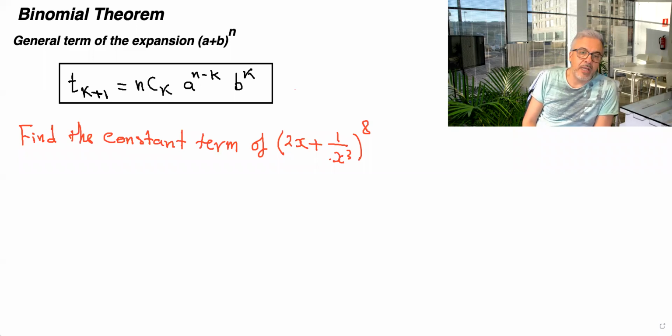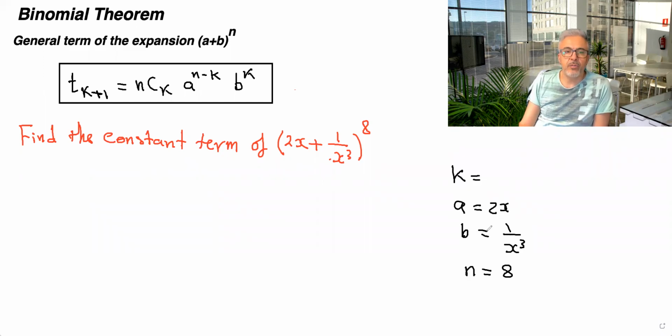So here's one of the challenging questions that I told you about. The challenge here is they want you to find the constant term. The constant term means the term that doesn't have a variable, doesn't have an x in this case right here. We know a is 2x, we know b is 1 over x cubed, we know n is 8. Now, how are we going to find out what k is? That's the key. Constant term means no variables, so you want the variables to go.